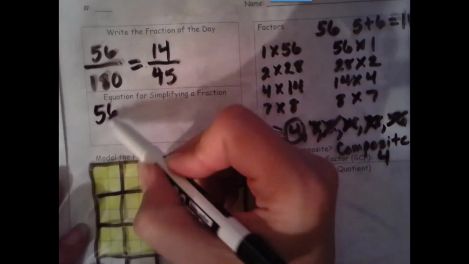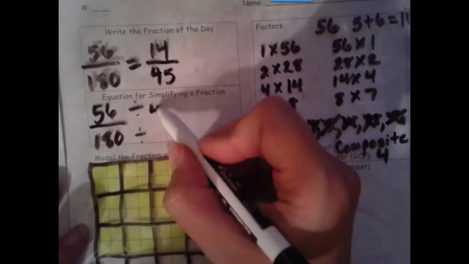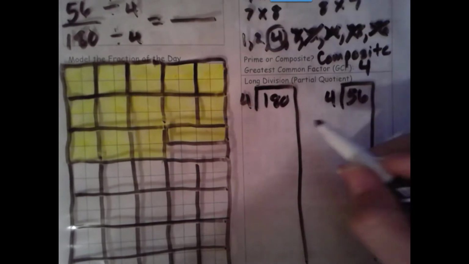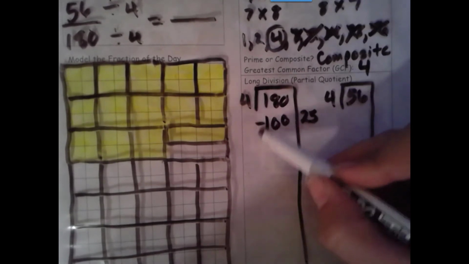Okay, now that we've done our division with our model, because dividing is making groups, or repeated subtraction, I'm now going to do it with my algorithm. 180 divided by 4, 56 divided by 4. I know that 4 quarters makes 100 cents or $1.